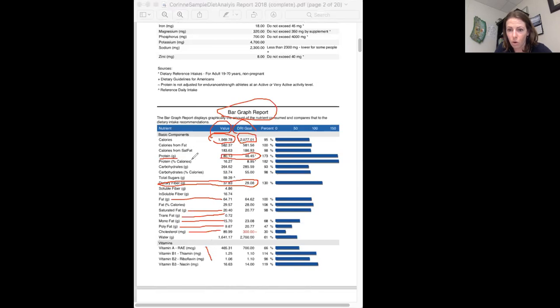So things that you don't want to look at for this section is like protein percent, carbs percent, etc. You want to look at the grams and use those for your report.